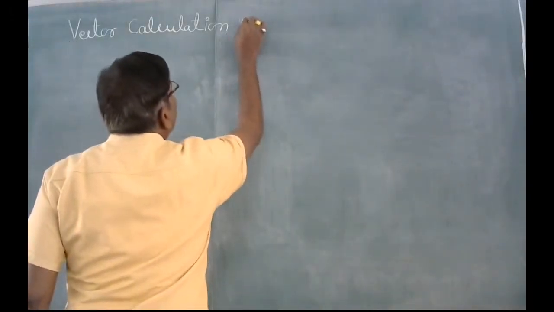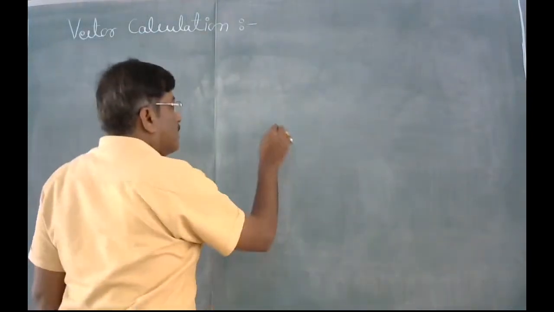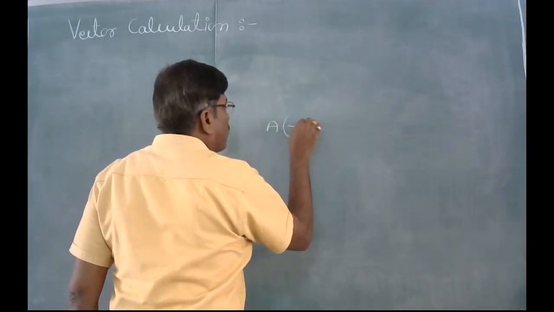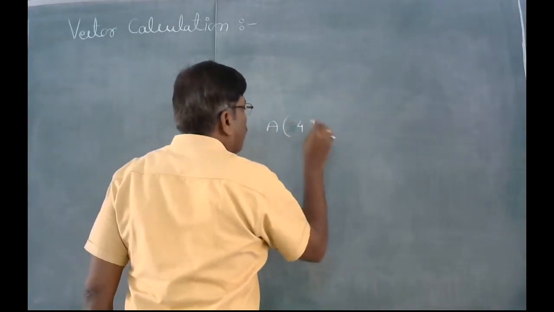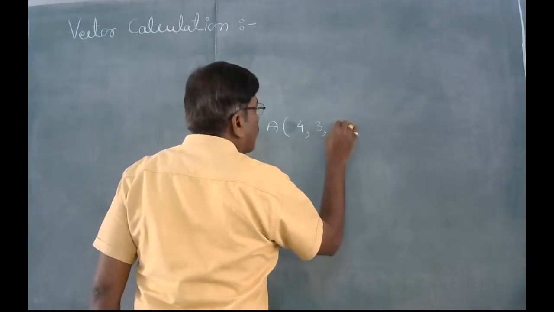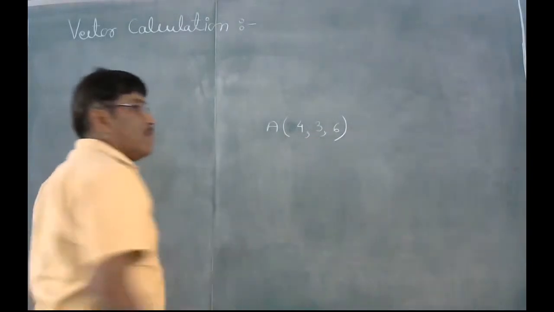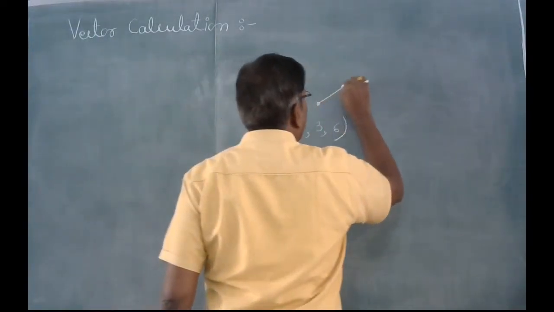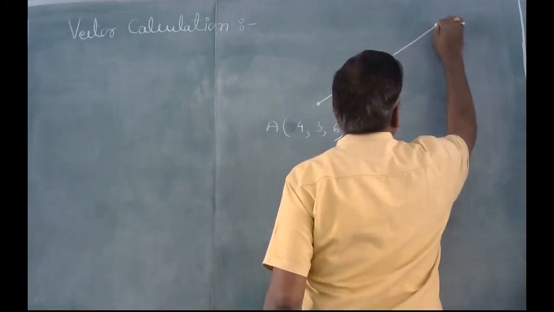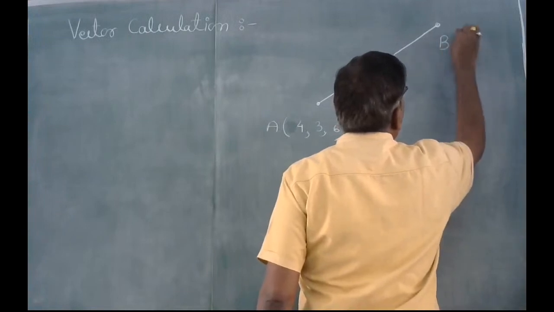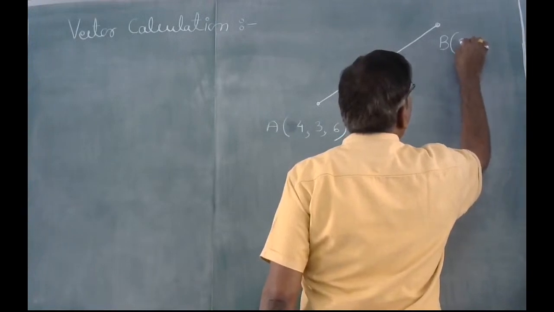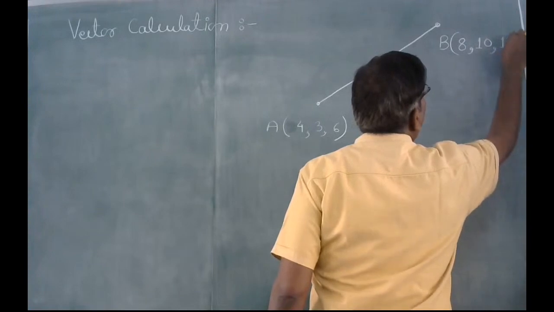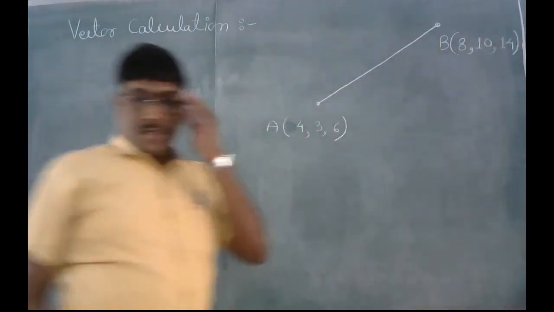As we have seen the vector calculation last time, suppose we have a point A located at, say, 4, 3, 6, and another point B located at, say, 8, 10, 14. This is the second point.